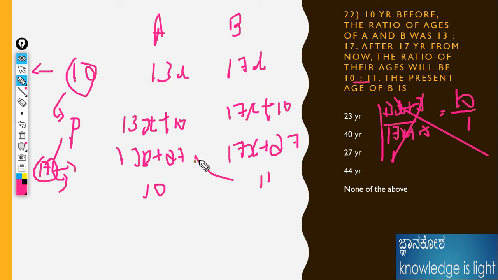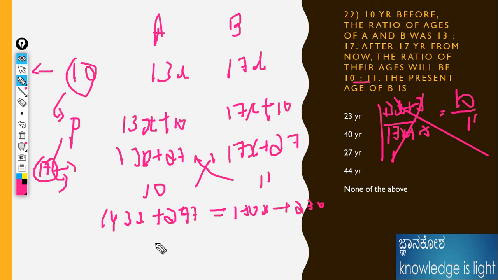Okay, cross multiply. I already uploaded a video on the 11 multiplication shortcut. Please see the video in the description section. 11 times 13 is 143. So 143x plus 297 is equal to 170x plus 270. Therefore x is 27. 170 minus 143 is 27. So 27x is equal to 27.